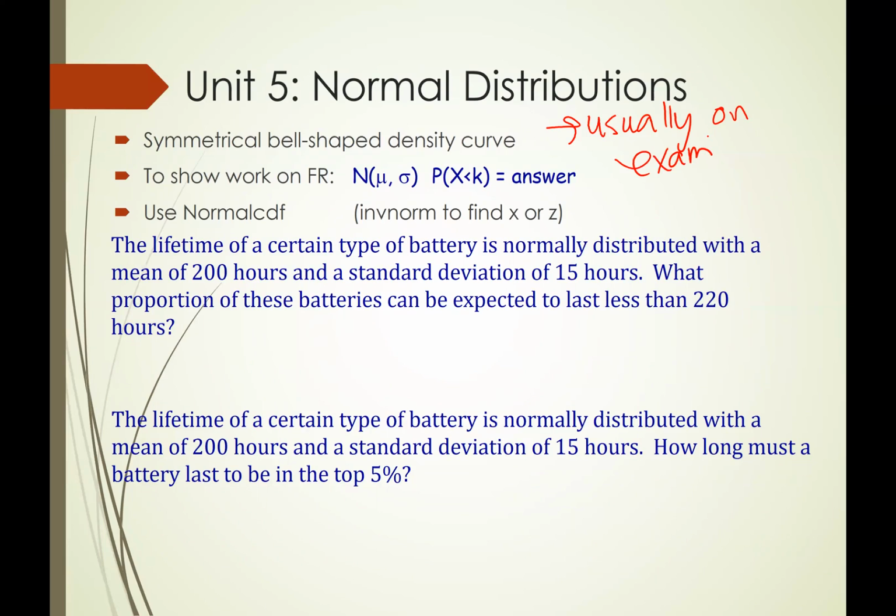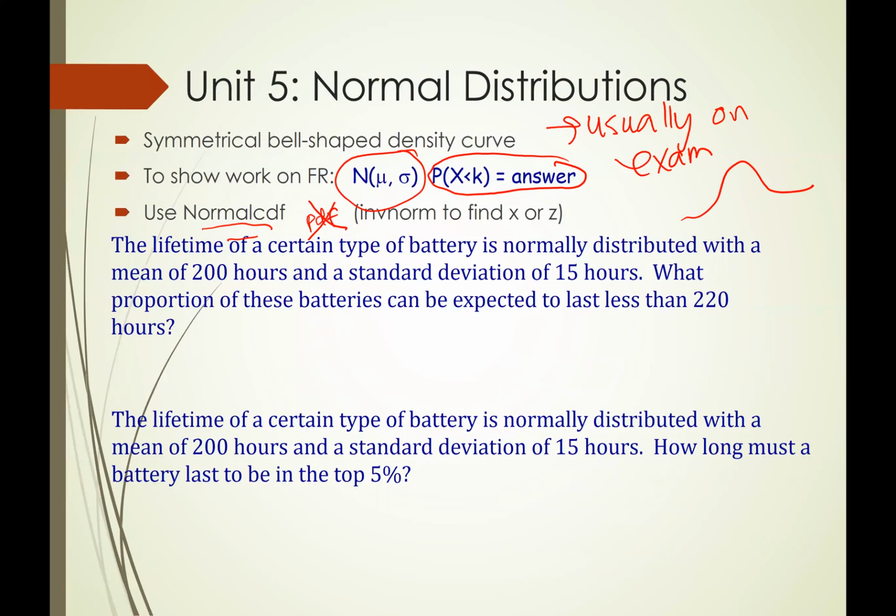So it's a symmetrical bell-shaped curve like so. To show work on free response, this is how we describe our distribution. And then again, we need our probability statement equals our answer. We use normal CDF, never PDF. And we use inverse norm if we're trying to find X or Z.